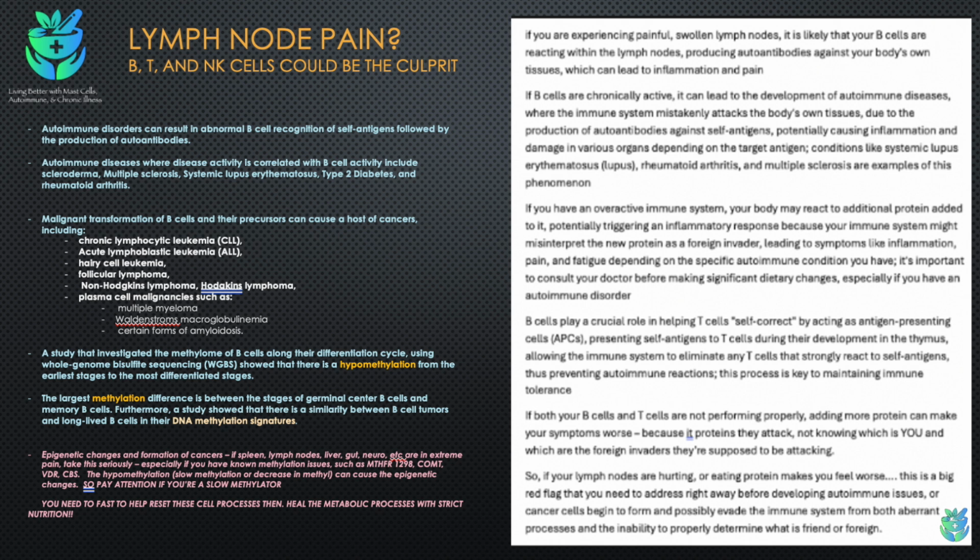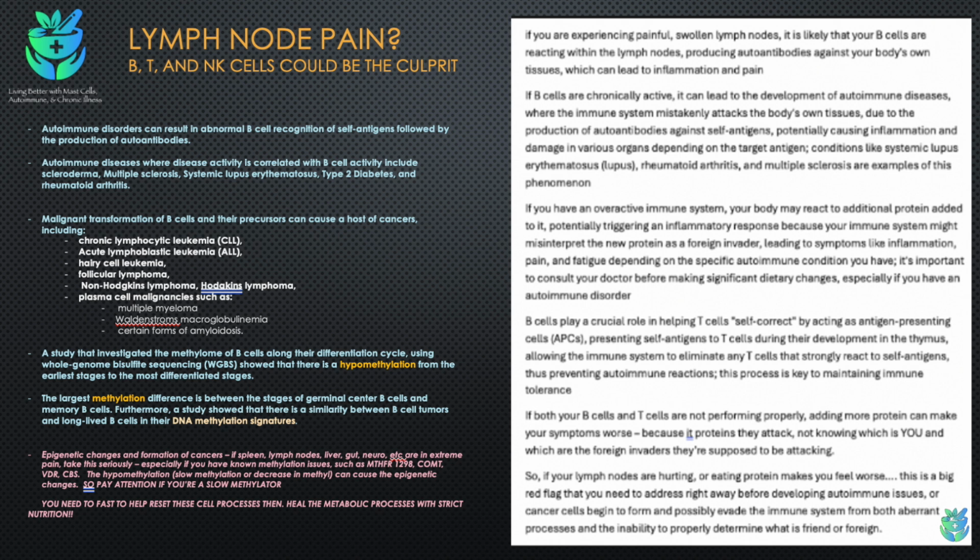B cells play a role in helping T cells self-correct by acting as antigen-presenting cells, presenting self cells to the T cells during their development or training in the thymus. This allows the immune system to eliminate any T cells that strongly react to cells that are part of you. This process is the key to maintaining immune tolerance. If both your B and T cells are not performing properly, adding more protein can make your symptoms worse because it's proteins they attack, not knowing which is you and which is the foreign invaders they're supposed to be attacking.